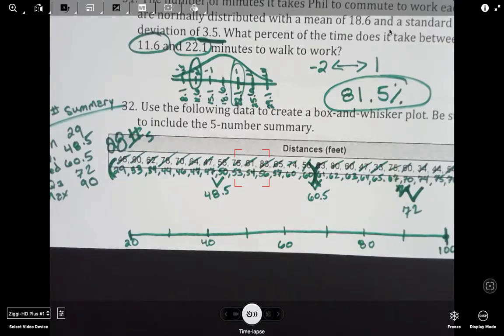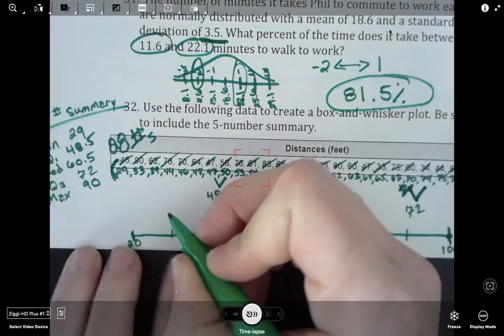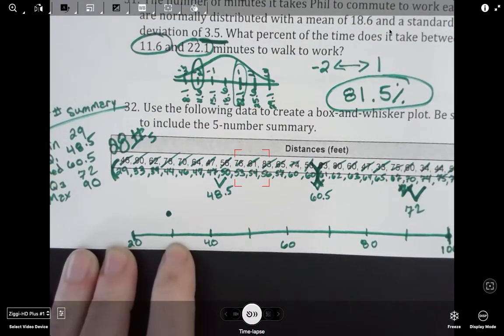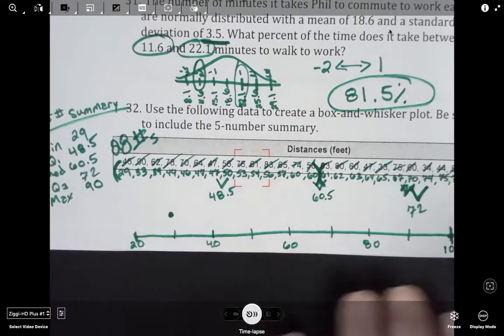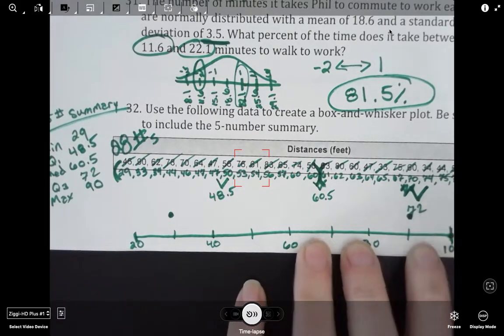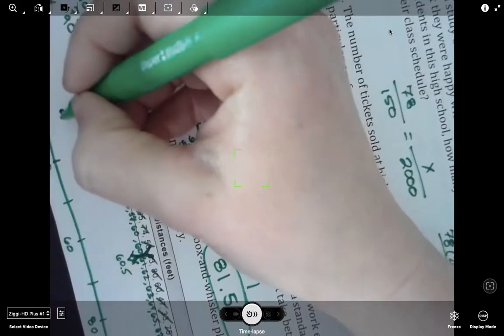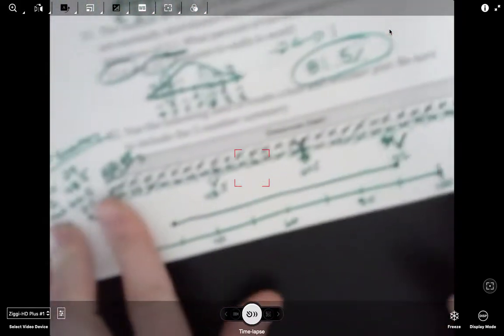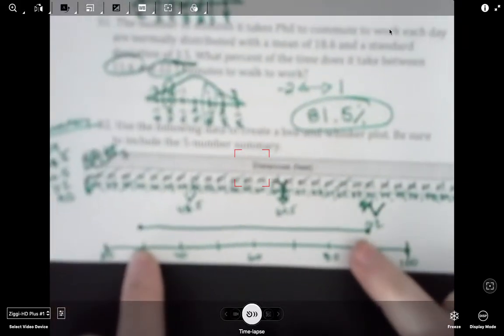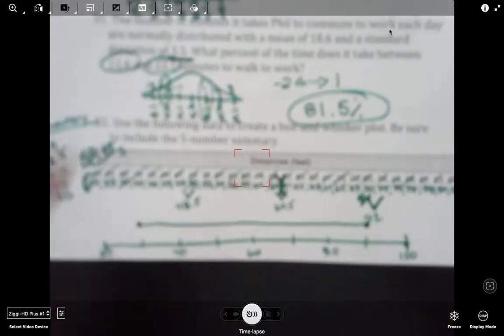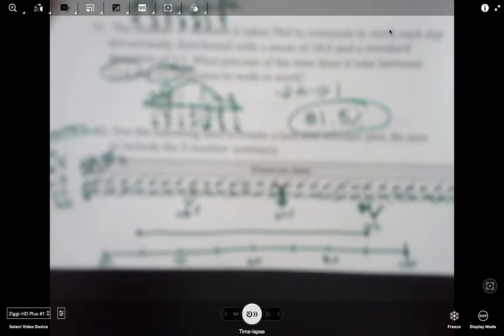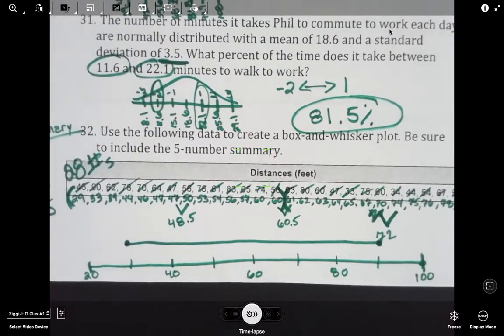Keep going. Good. 29 is this dot right here, a little bit shy of 30. 90 is the last number, so we're going to put a dot right there, and I'm going to connect the two. My lines are really awful. 29 and 90, those are my two numbers. There we go. 29 and 90.